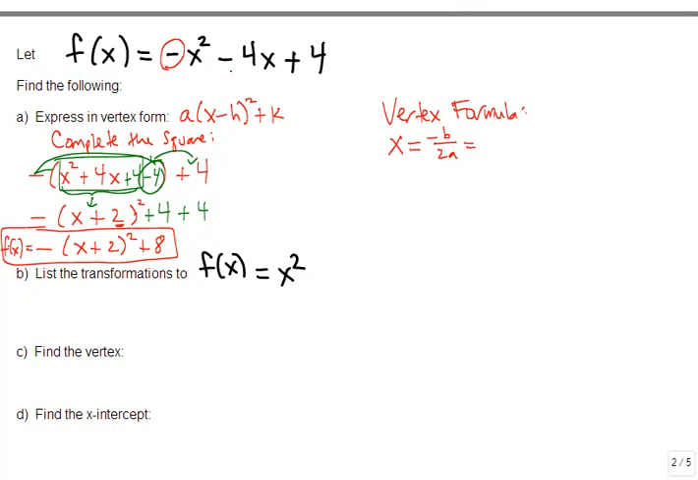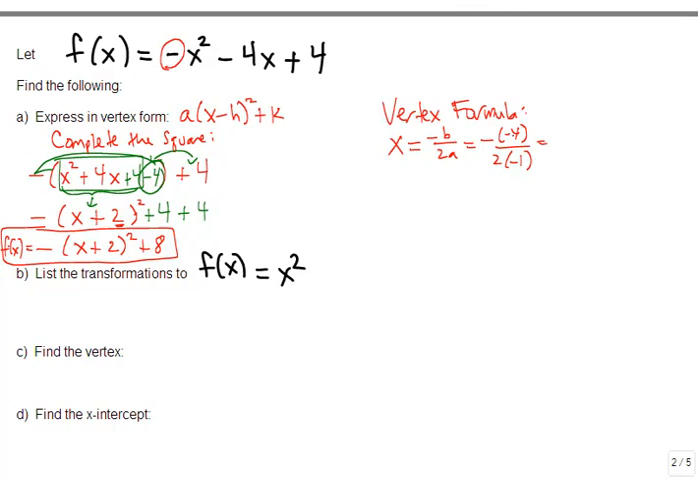So what we're going to do is simplify that. The b should be the coefficient of your x term, so here that would be negative 4. So I want minus negative 4 all over 2 times a, and a here is this coefficient of x squared, which would be a negative 1.